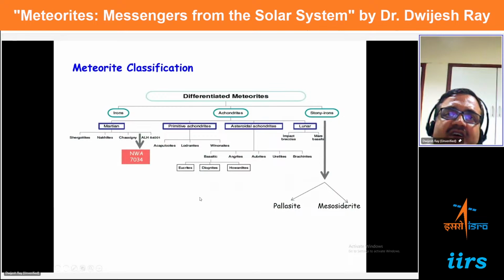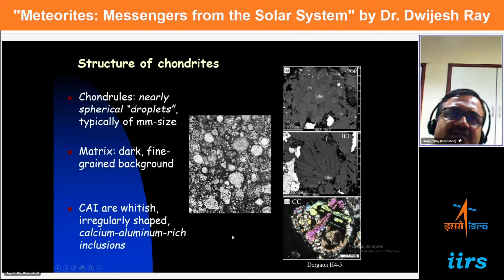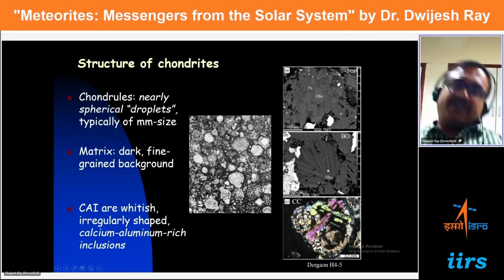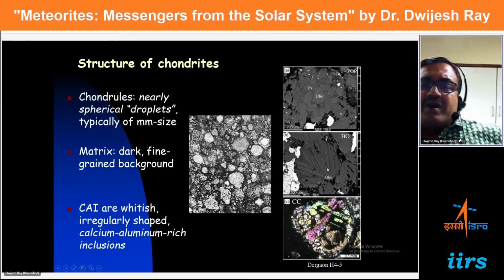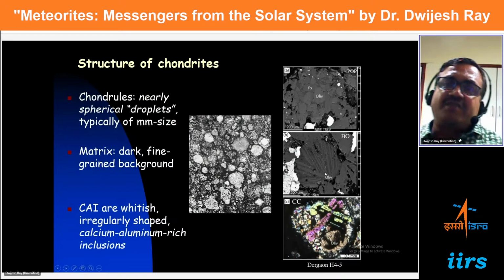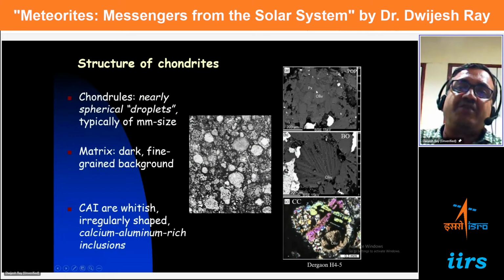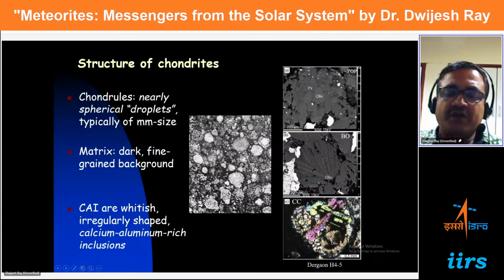So these are the classifications. Different authors try to classify in different ways, but the bottom line is almost similar. These are the structures of chondrites. I already told you, you can expect silicate droplets. They are different kinds of olivine and pyroxene minerals. Some are radial pyroxenes, some are porphyritic olivine and pyroxenes. And these are the matrix and these are the chondrules.